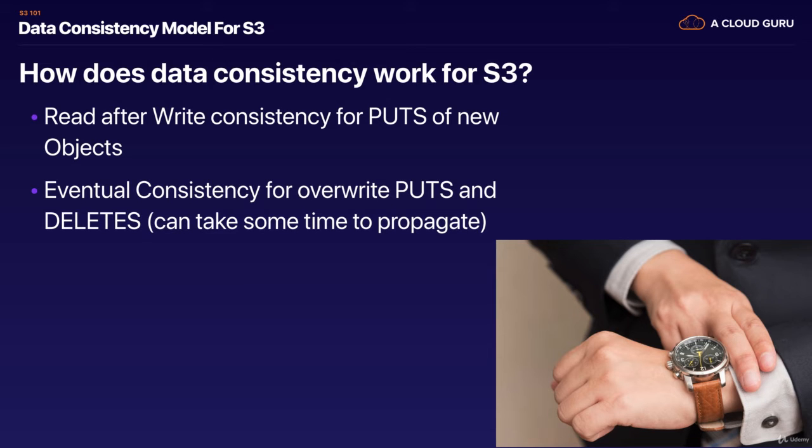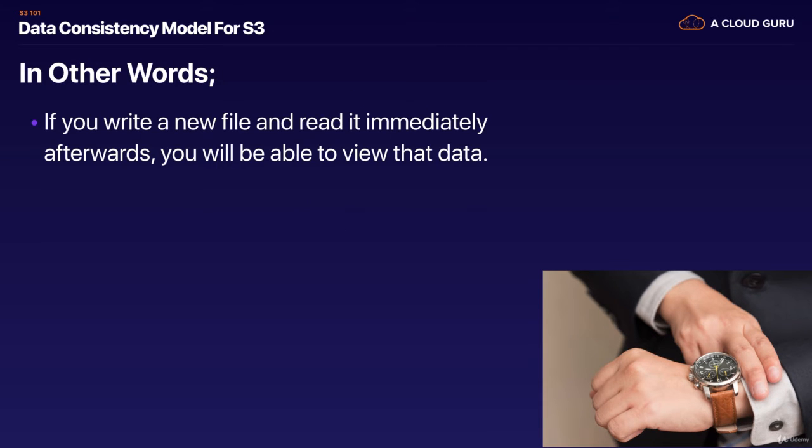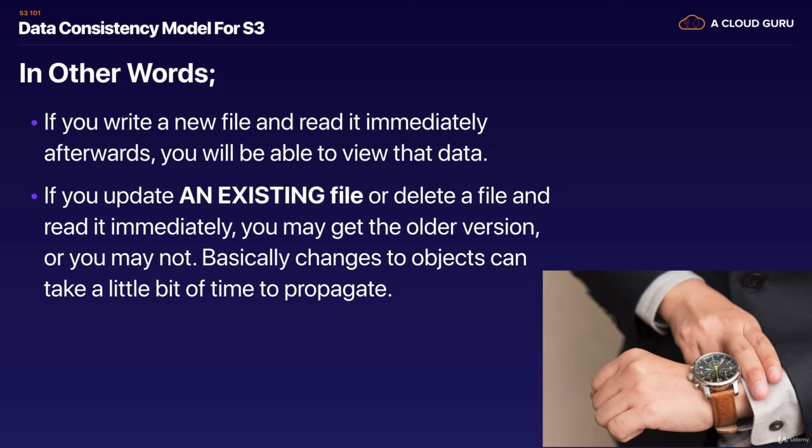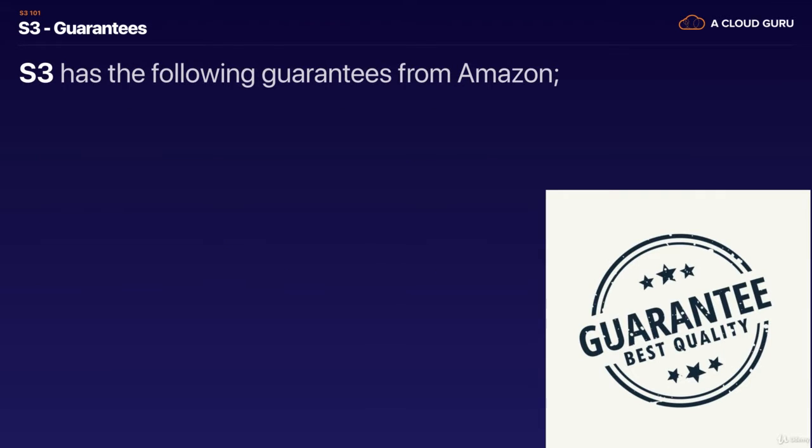That's all that means. So you have read after write consistency for puts of new objects, and you have eventual consistency for overwrite puts and deletes. So in other words, if you write a new file and read it immediately afterwards, you'll be able to view that data. And if you update an existing file or delete a file and read it immediately, you may get the older version or you may not. Basically, the changes can take a little bit of time to propagate.